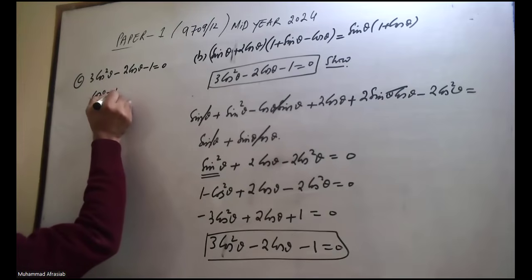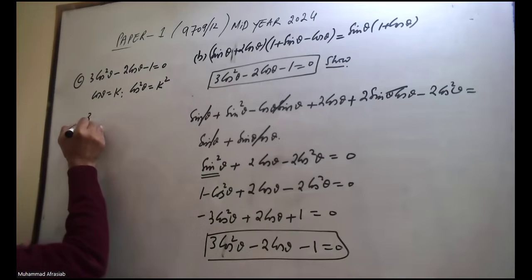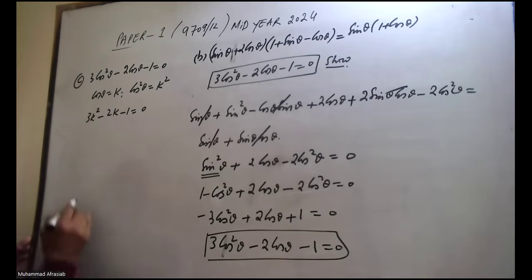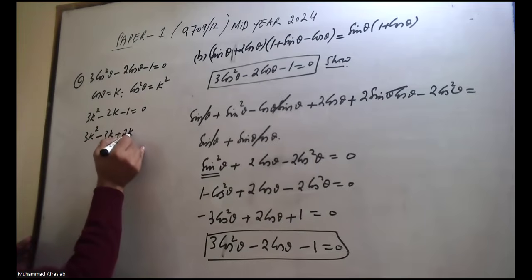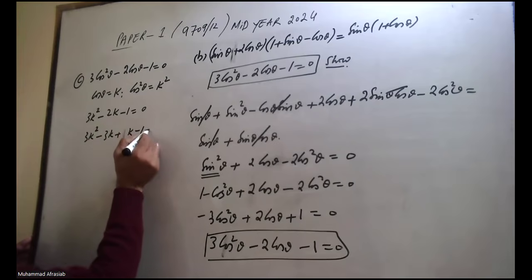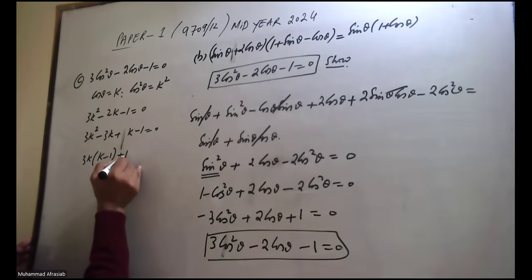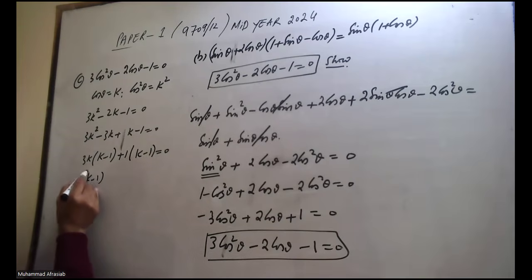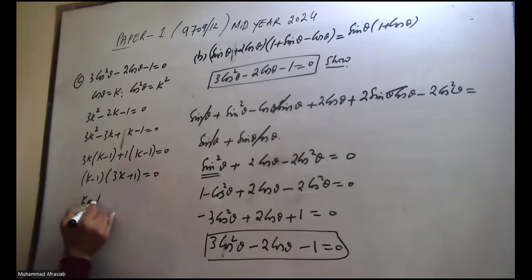Let cos of theta be equal to k, then cos square theta is equal to k square. So this will become 3k square minus 2k minus 1 equal to 0. Let us solve it. 3k square minus 3k plus k minus 1 should be equal to 0. 3k is common, so it should be k minus 1 plus 1 is common. It should be k minus 1 into 3k plus 1 equal to 0. So k value is equal to 1, or it is equal to minus 1 by 3.